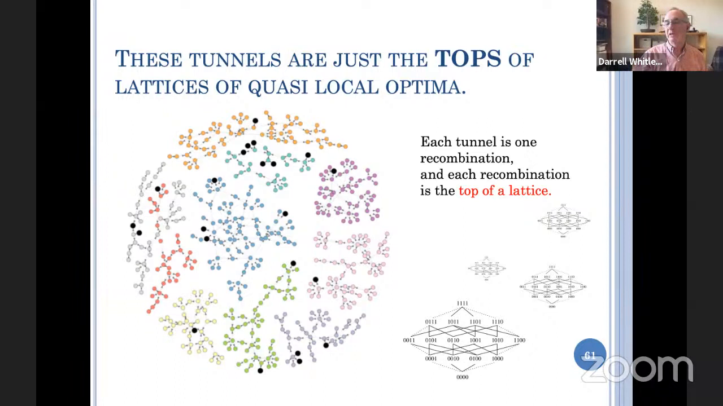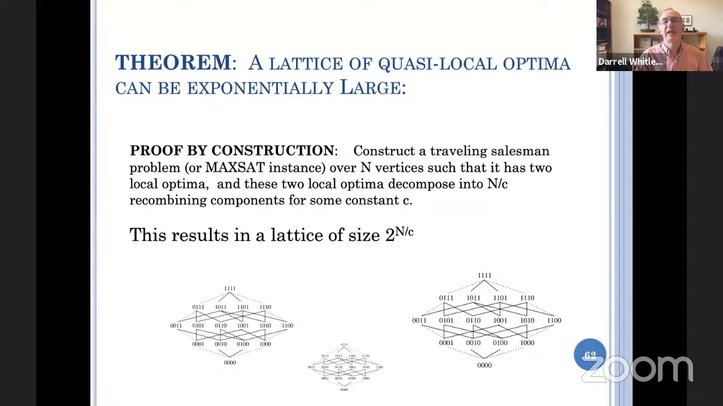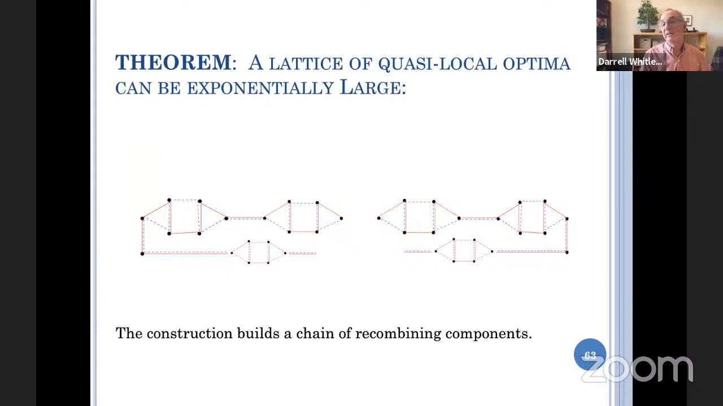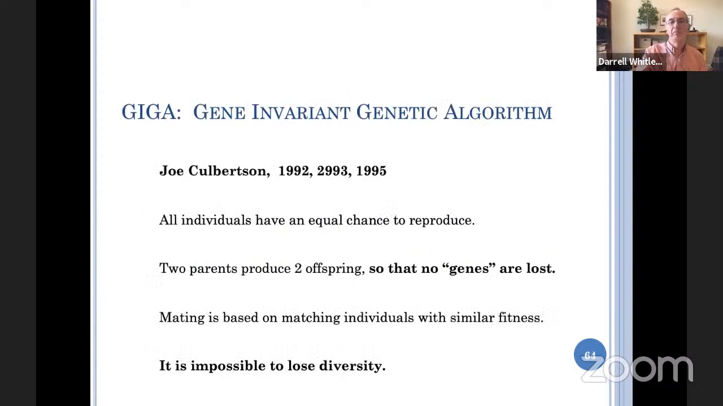And I can do a proof by construction to show you that that's true for the TSP. I can create two locally optimal solutions that decompose into N divided by C recombining components. I do the construction like this and construct exponentially many local optima in these lattice structures. Okay. I want to show you another algorithm and then talk about the TSP a bit more. Joe Kubalik, I think I misspelled his name there, I'm sorry.